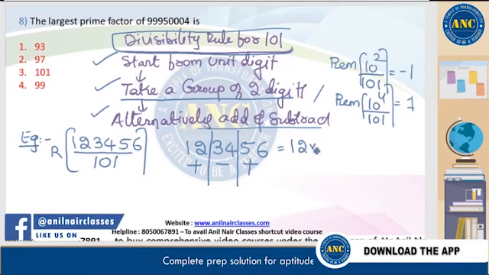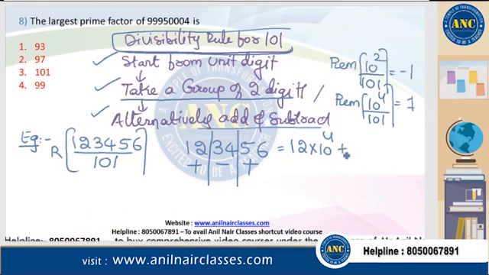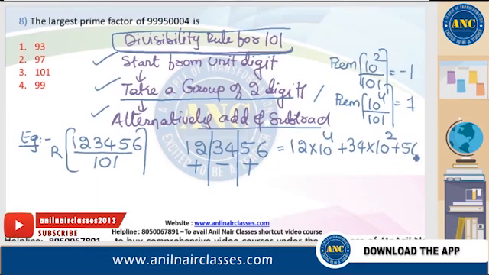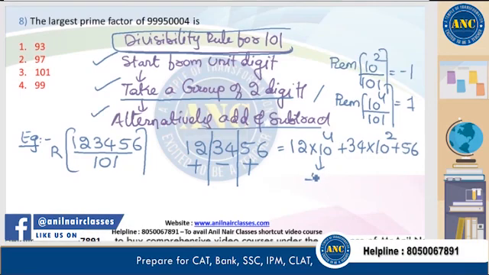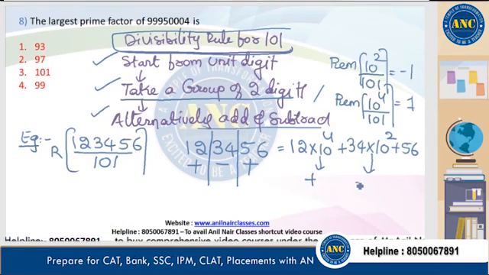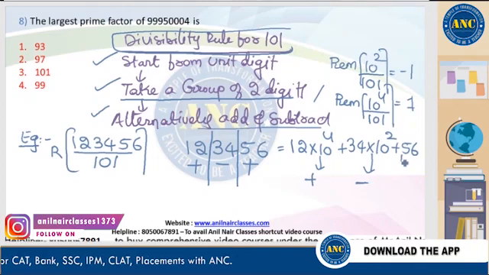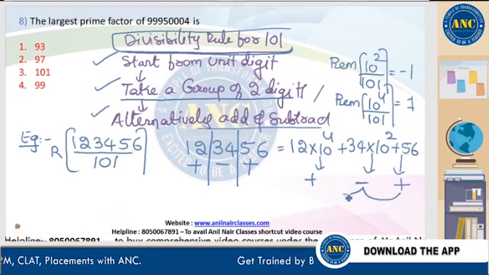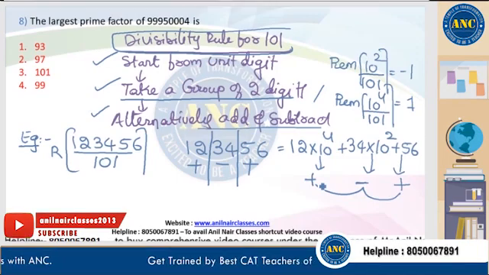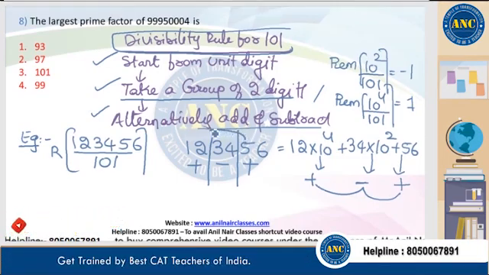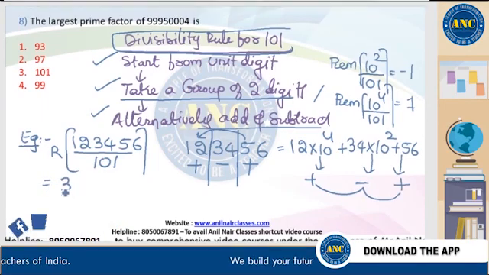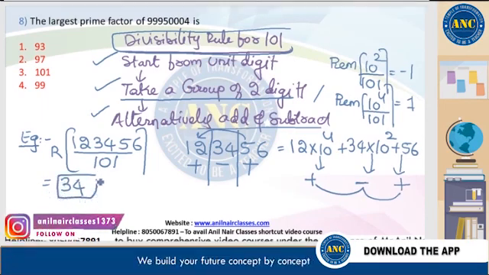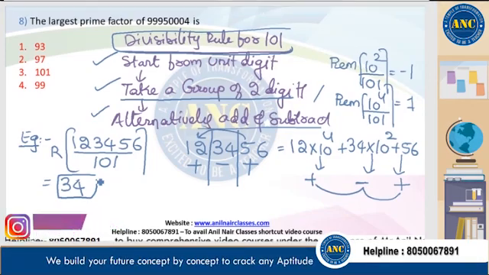It is nothing but 12 into 10 power 4 plus 34 into 10 square plus 56. 10 power 4 divided by 101 gives plus 1, 10 square divided by 101 gives minus 1, and as usual the last is plus. I am sure it is clear why plus, minus, plus. So 56 plus 12 is 68, 68 minus 34 is 34. The answer is 34. You don't need to divide it by 101.